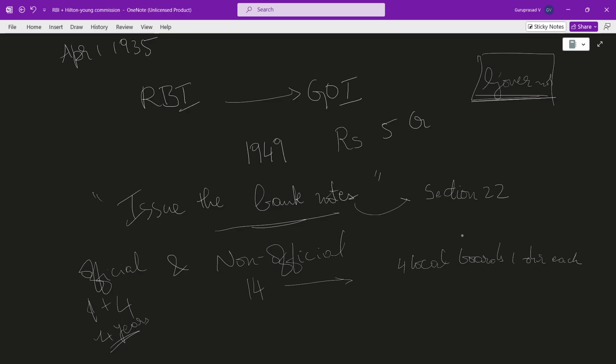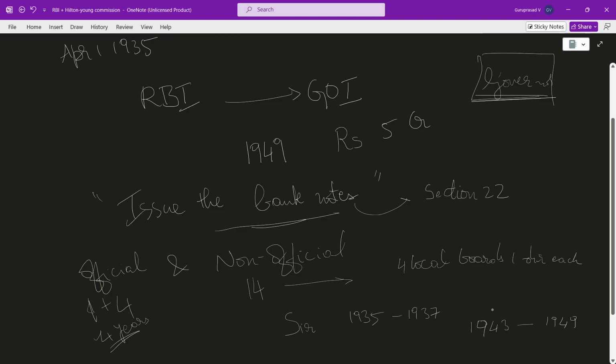Okay. Small factual information I'm going to give you. Sir Osborne Smith was the first governor of RBI. He worked from 1935 to 1937. And who was the first Indian governor? That is Sir C.D. Deshmukh. He worked from 1943 to 1949.